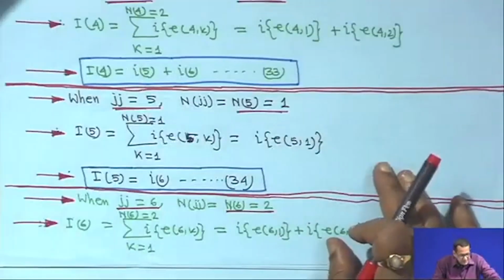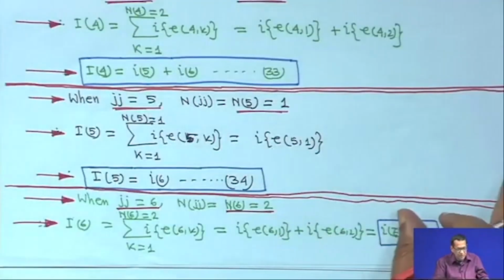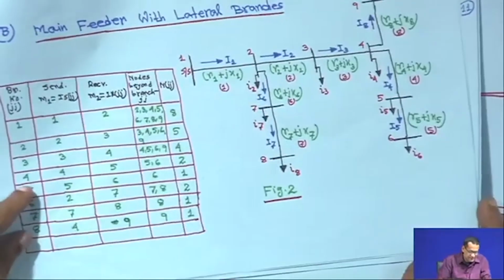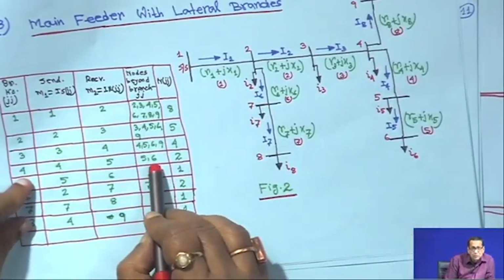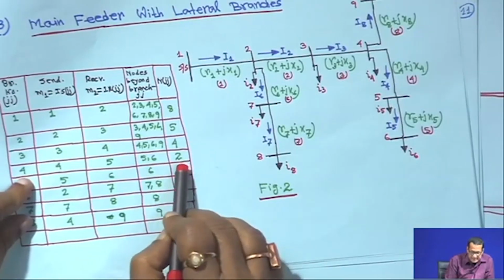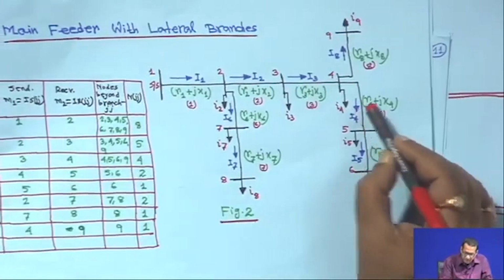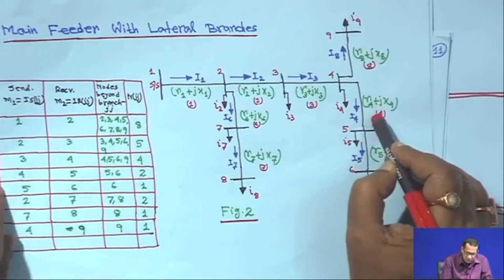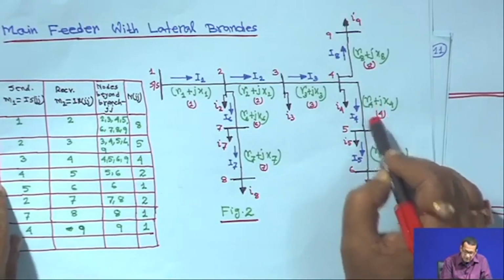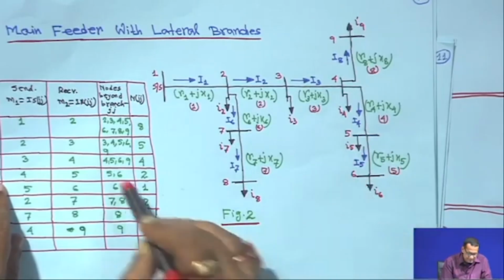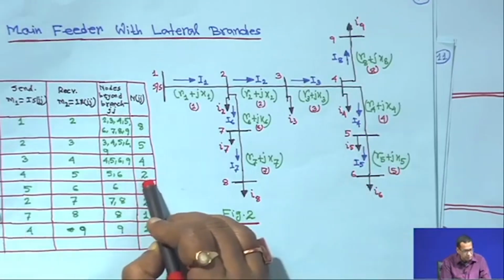Next, when j j is equal to 4, branch j j is equal to 4, there are 2 nodes, 5 and 6, and n j j, that is n 4, is equal to 2. So, this is your branch 4. Beyond this branch there are 2 nodes, 5 and 6, and n 4 is equal to 2.